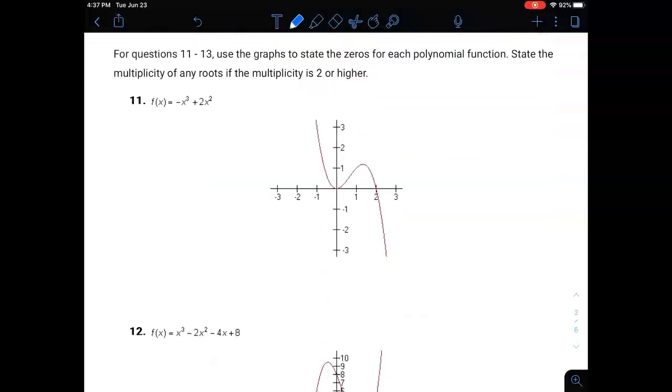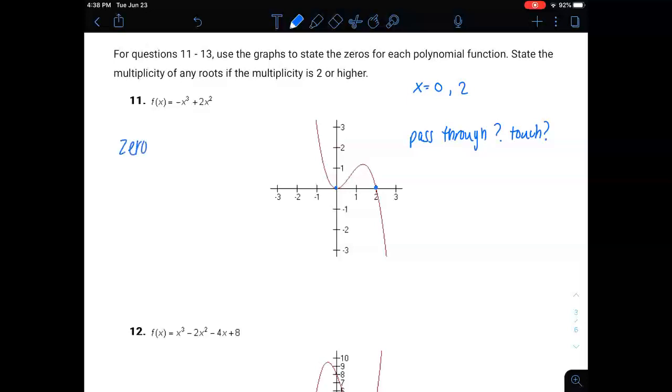For the next little group here, 11 through 13, use the graphs to state the zeros for each of the polynomials. So if I'm looking here, it looks like I've got a 0 there and I've got a 0 there. So I'm going to have a 0 at x equals 0 and a 0 at x equals 2. Now the question becomes, it's asking us to look at our multiplicity. So the question is, does it pass through or does it touch?